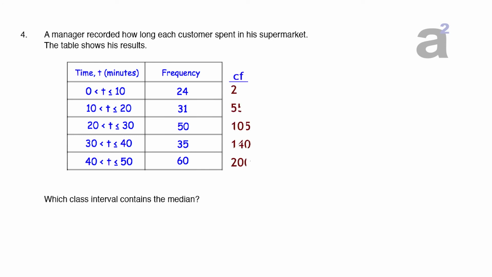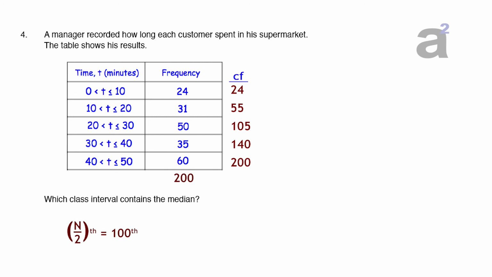The first line cumulative frequency will be 24. Now 24 plus 31 is 55. 55 plus 50 is 105. 105 plus 35 is 140. 140 plus 60 is 200. So the middle will be 200 divided by 2, which is 100, and the next one, 101.